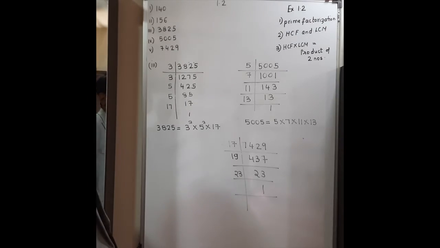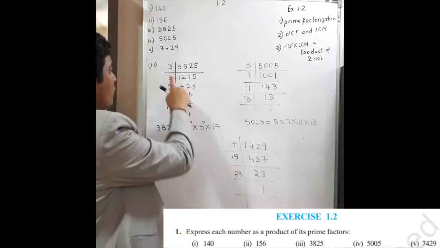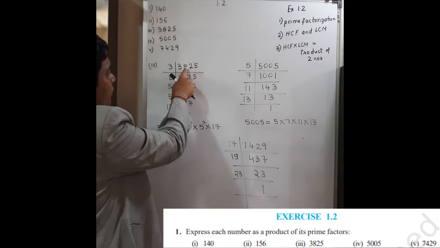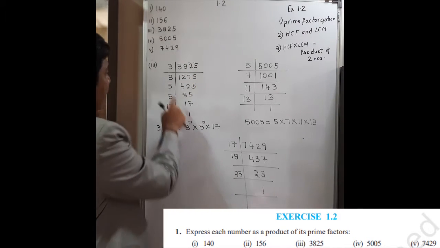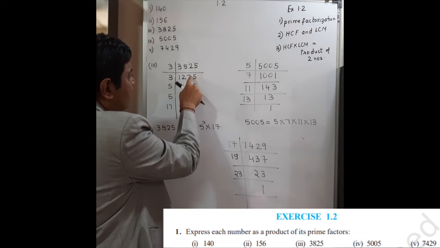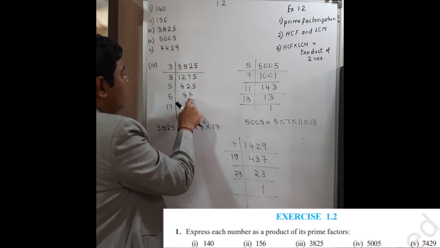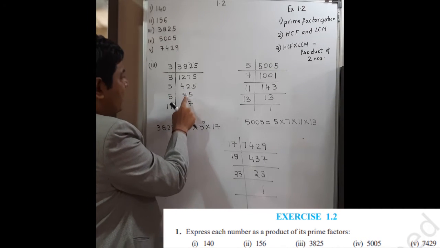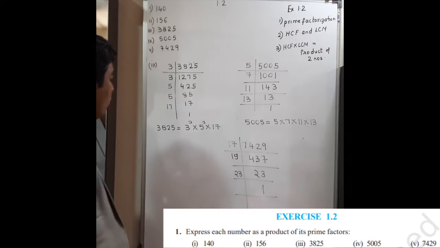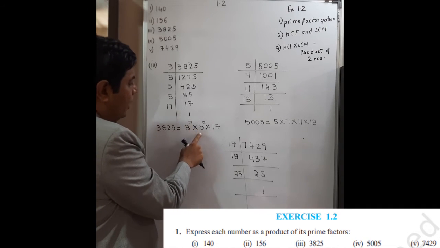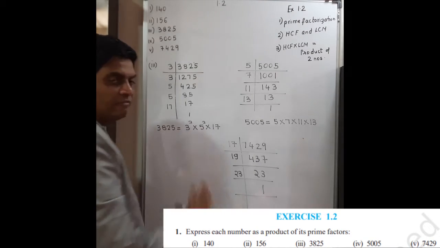Let us look at the next number, 3825. The last digit is odd, so it is not divisible by 2. So we will start with 3. 3 1s are 3, 3 2s are 6, remainder 2. 3 7s are 21, 1. 3 5s are 15. Again 3: 3 4s are 12, 3 2s are 6, remainder 1. 3 5s are 15, 5 8s are 40, remainder is 2. 5 5s are 25, 5 1s are 5. 5 7s are 35 and 17 1s are 17. So 3825 is equal to 3 square into 5 square into 17. This is how you write the prime factorization.